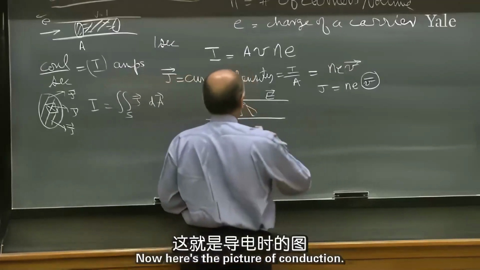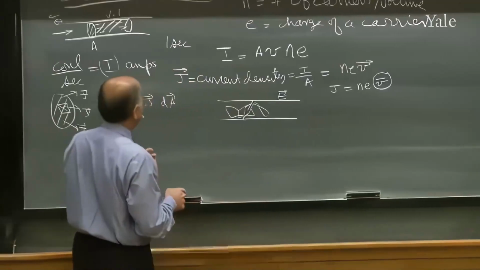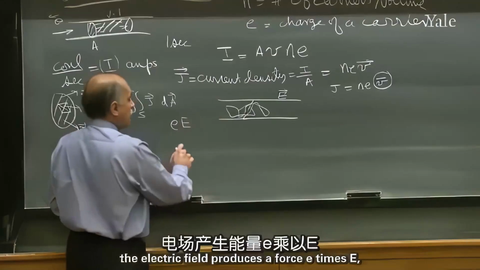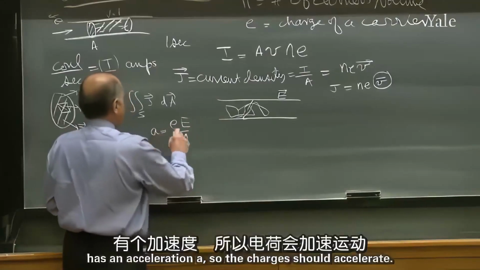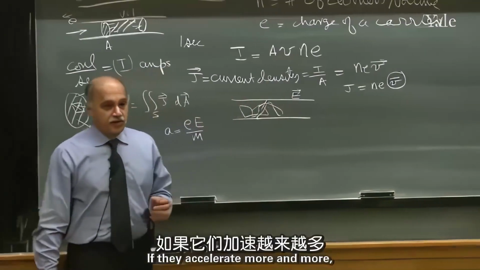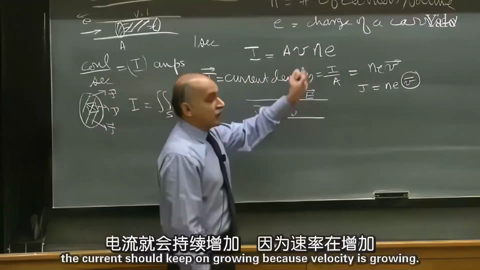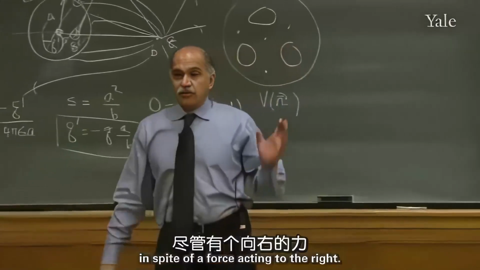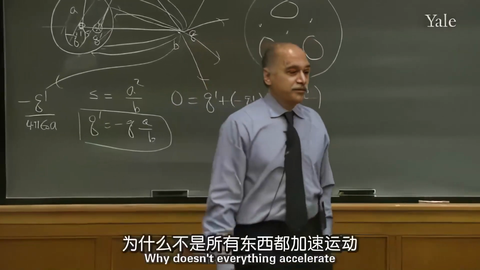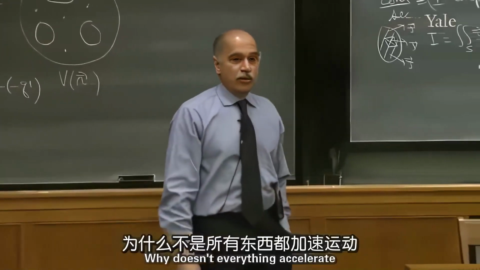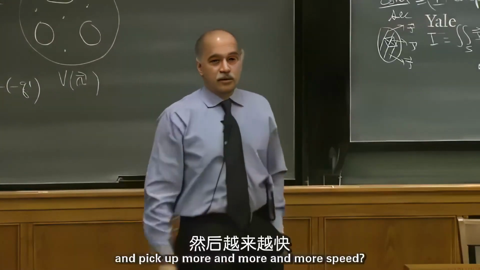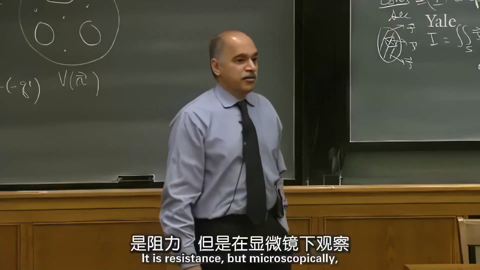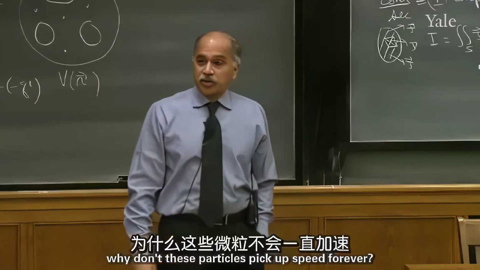Now here's the picture of conduction. You should in fact find it very paradoxical that when you have an electric field, the electric field produces a force E times E, has an acceleration A, so the charges should accelerate. If they accelerate more and more, the current should keep on growing because velocity is growing. But you get a steady current in spite of a force acting to the right. Do you know why that happens? Why doesn't everything accelerate and pick up more and more and more speed? It is resistance, but microscopically, why don't these particles pick up speed forever?